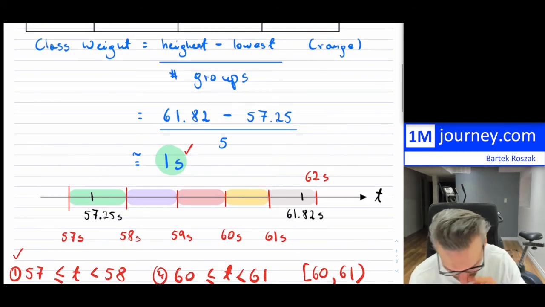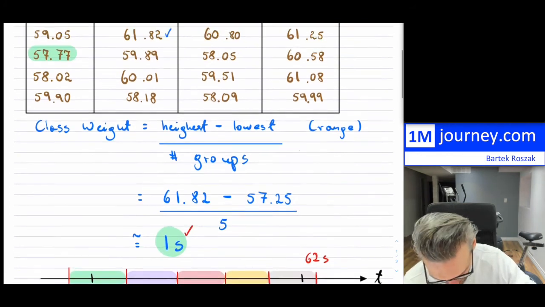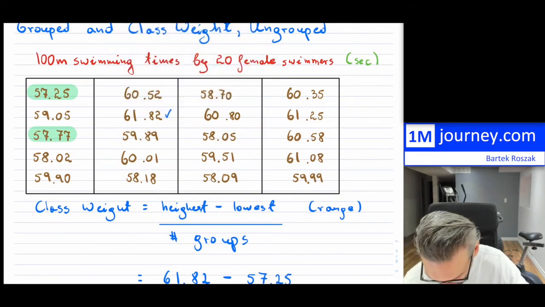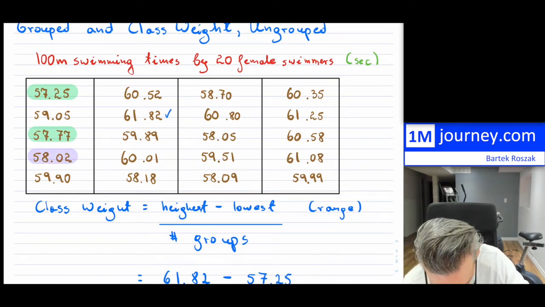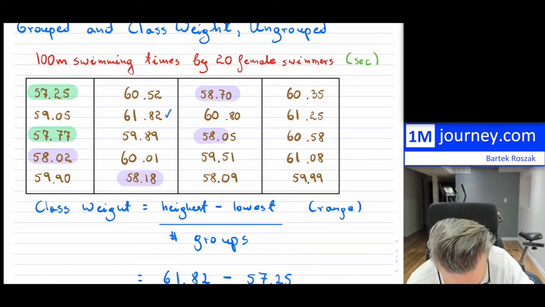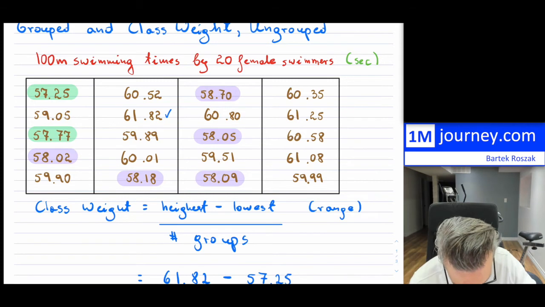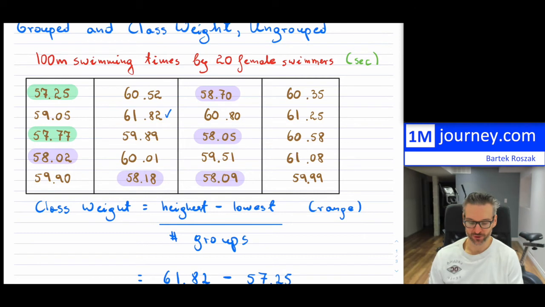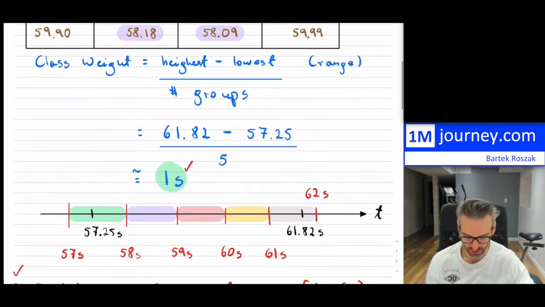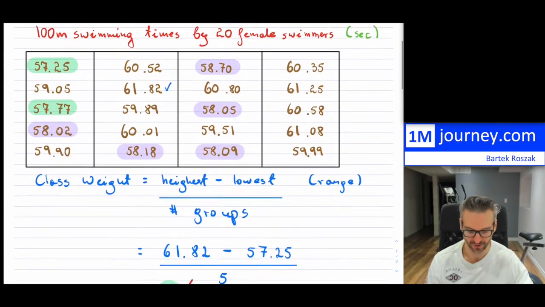In the range between 58 and 59, let me do one more and then you'll probably get it. So 58, that's this one. Which other one is there? This one, this one, this one, oh, this one. That's it. So that group would have 1, 2, 3, 4, 5. That would be the frequency. Then you can continue and do that for the third group, fourth group, and the fifth group.